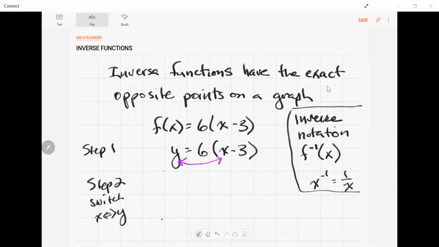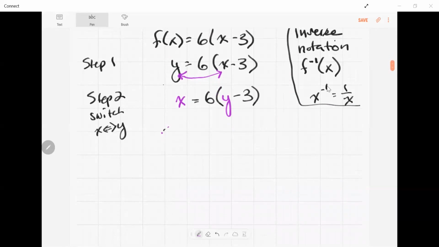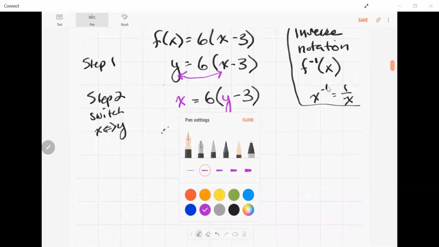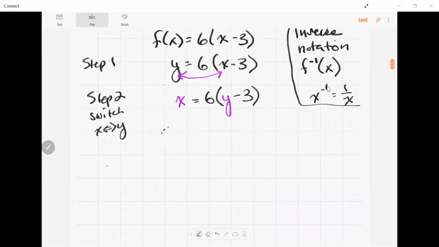So I'm going to say x equals 6y minus 3, and we move the y over there. Now we get the opposite. Step 3: we want to put it back into y equals something format. This is where you use your awesome algebra skills about literal equations.